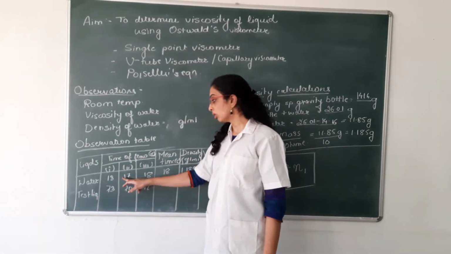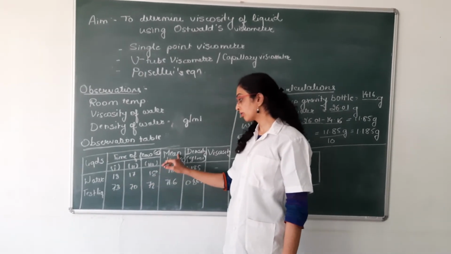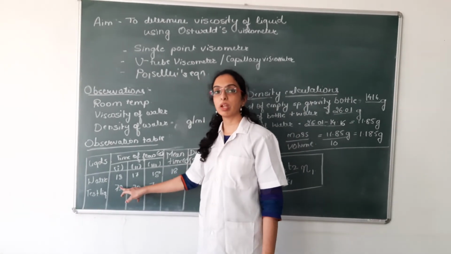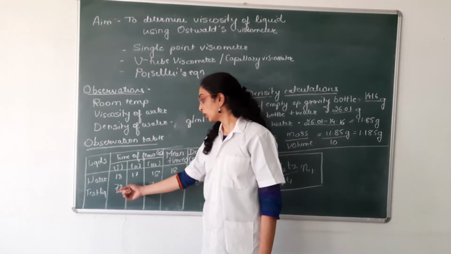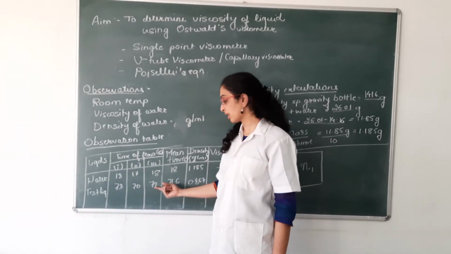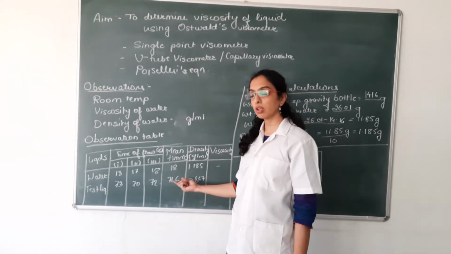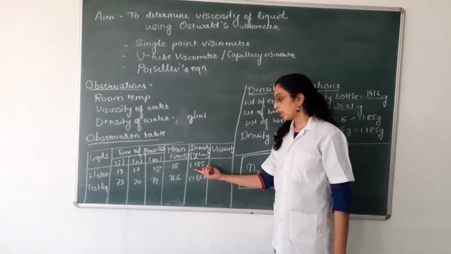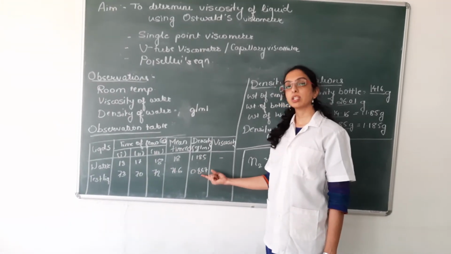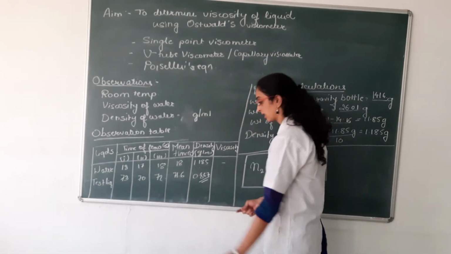So the time of flow for water was 18, 17, 18. So the mean time was 18. While for the test liquid we have taken toluene. The time of flow for this was 73 seconds, 70 seconds and 72 seconds, the average of which was 71.6 seconds. Density of water we have determined. Similarly, we have determined the density of the test liquid, which came out to be 0.867.